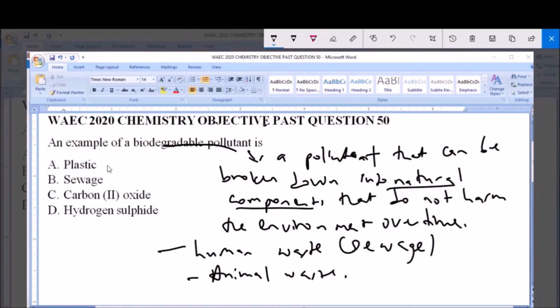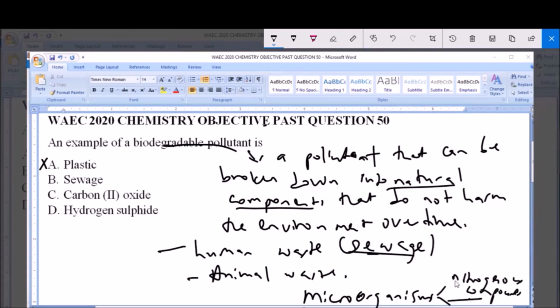Now, plastic is not biodegradable as it cannot be broken down into natural components, so plastic is not the answer. Sewage, like we have rightly mentioned, is a biodegradable pollutant, as over time it can be broken down by the action of microorganisms, especially in the soil, that will break the sewage down into smaller natural components like nitrogenous compounds that can increase soil fertility. So sewage is an example of a biodegradable pollutant.